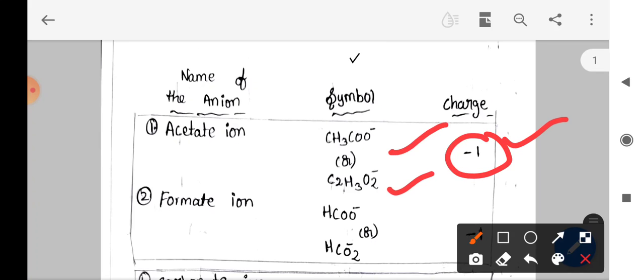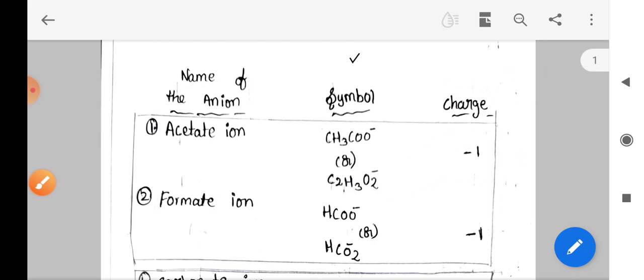Acetate ion is a monovalent ion. The charge present on the atom: 1 means monovalent, 2 means divalent, 3 means trivalent, 4 means tetravalent, like that.